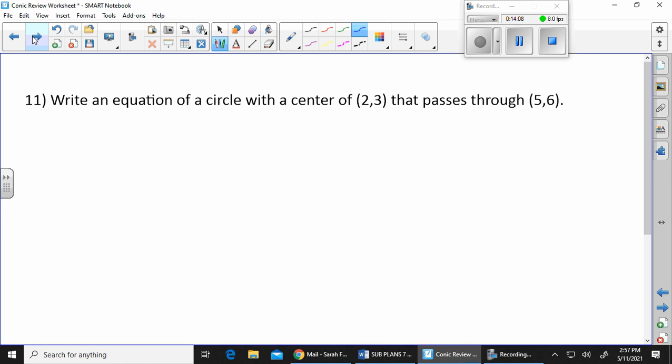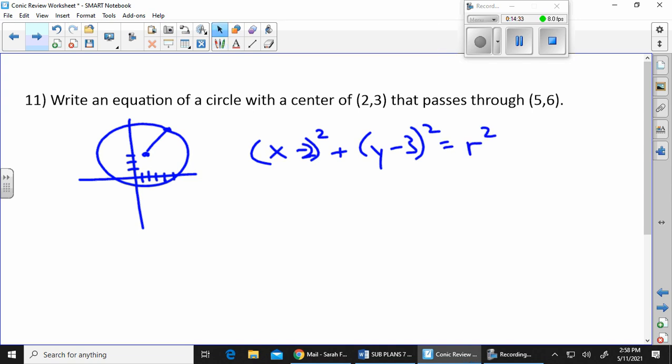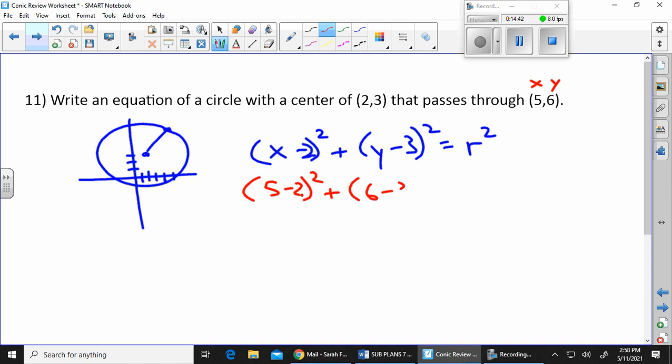So now you're writing equations. So again, remember what I said. I would draw it. So you think, okay, I got 2, 3, passes through 5, 6. I need that. Start your equation. X minus 2 squared, plus y minus 3 squared. You need r squared. So just plug this in. This is your x, that's your y. Do 5 minus 2 squared plus 6 minus 3 squared equals r squared. That's going to be 9. That's going to be 9.